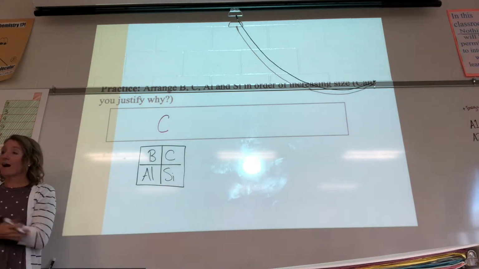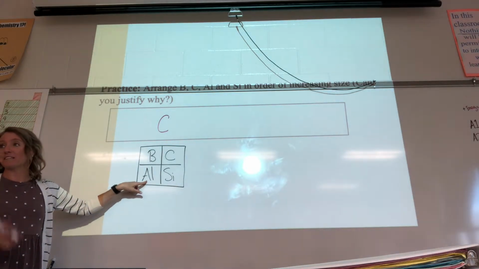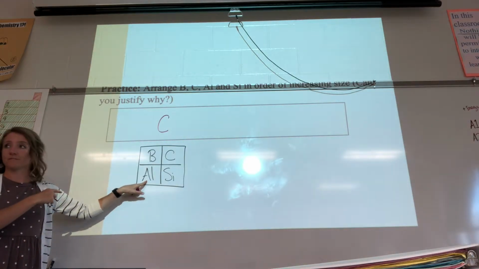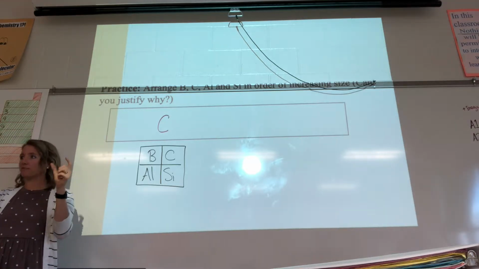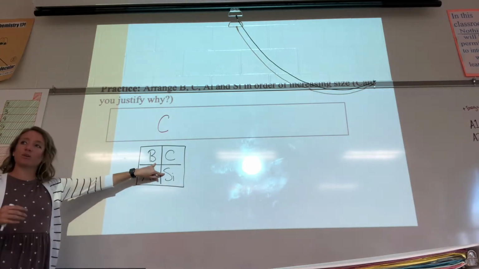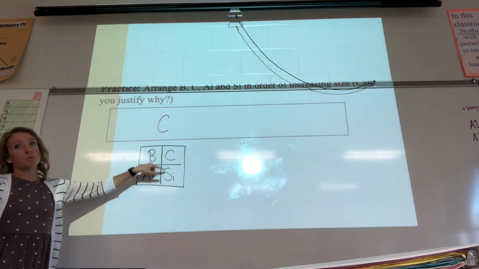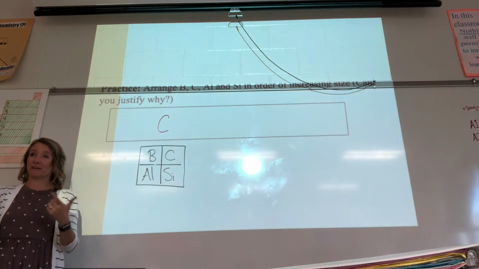Okay? I also can go off and say, I know aluminum's going to be the biggest because it's the farthest down and to the left. Okay, a lot of times when I have to order things, I try to find my endpoints first and then deal with the middle. Now, between boron and silicon, it gets a little weird with diagonals because one is further to the left, but one is further down, so you got to weigh which makes a bigger difference.